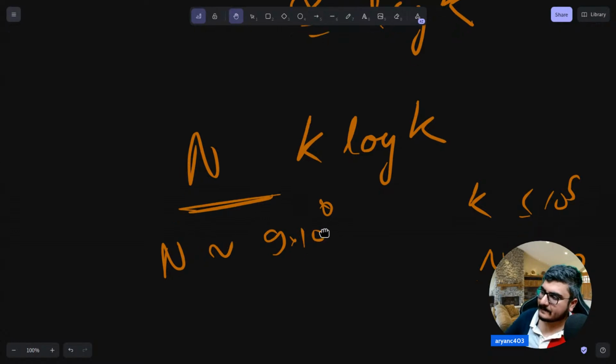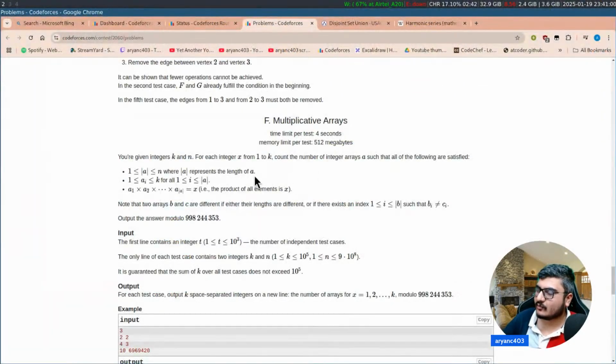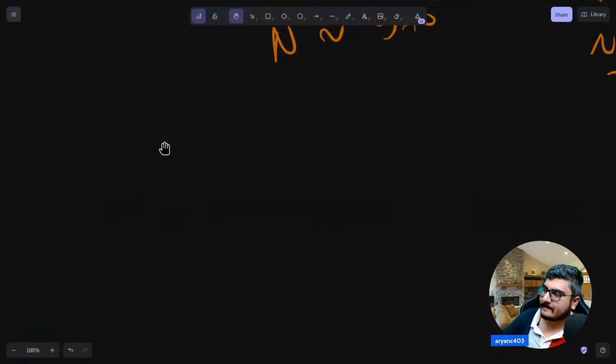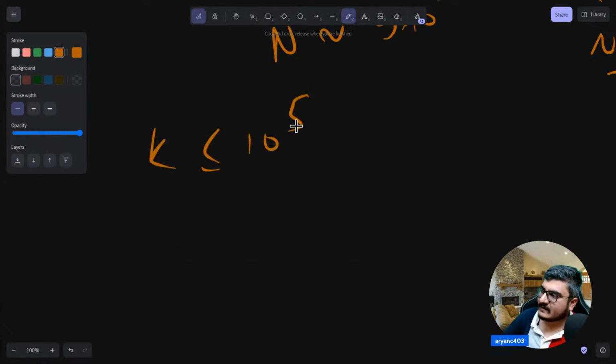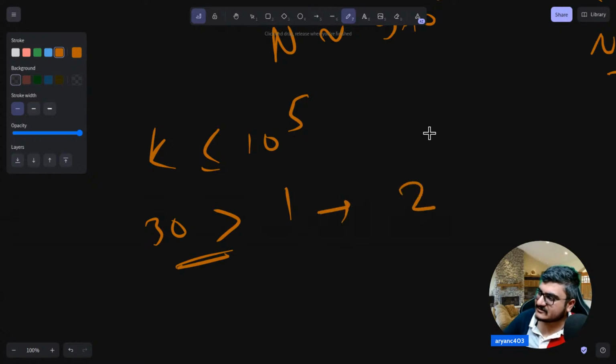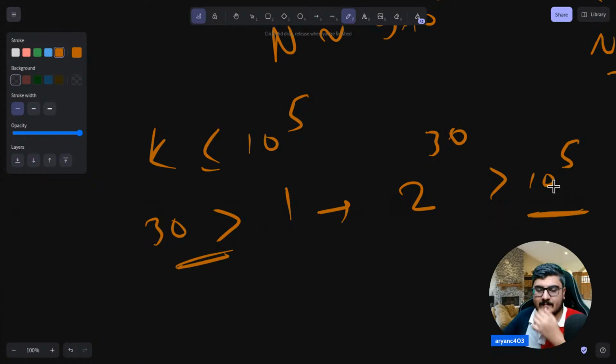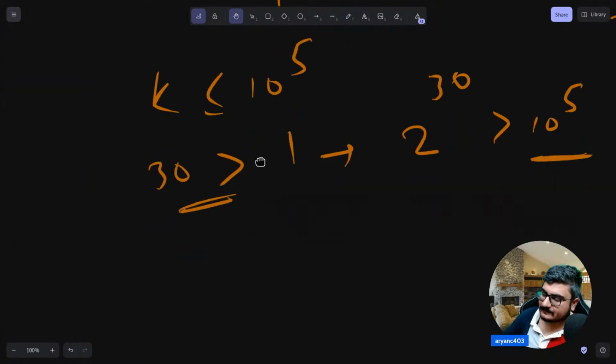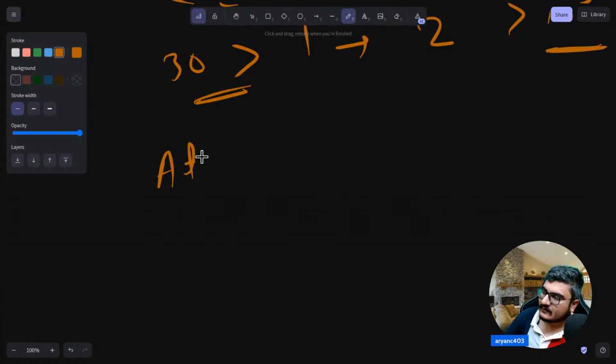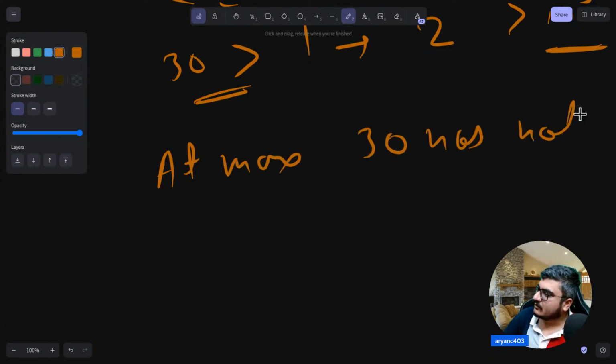Then the next idea is to notice that most of the numbers would be equal to 1 only. If k is less than 10 to the power 5, and you have, let's say, 30 numbers greater than 1, then their product would be at least 2 to the power 30, which is greater than 10 to the power 5. So we have at max 30 numbers not equal to 0, not equal to 1.